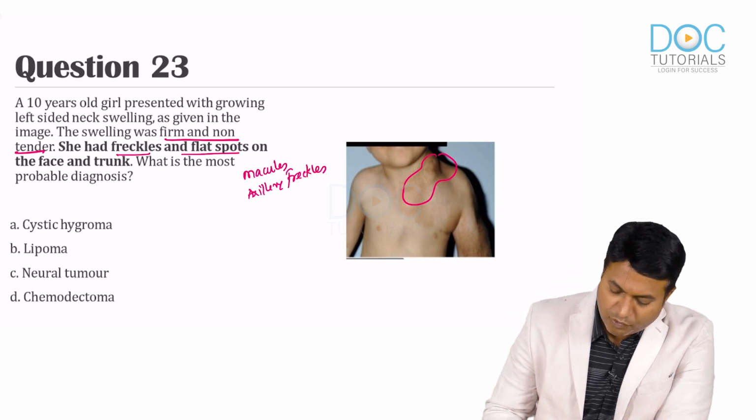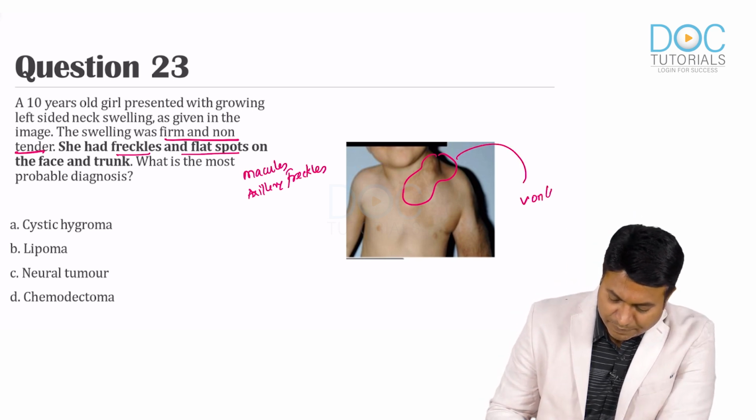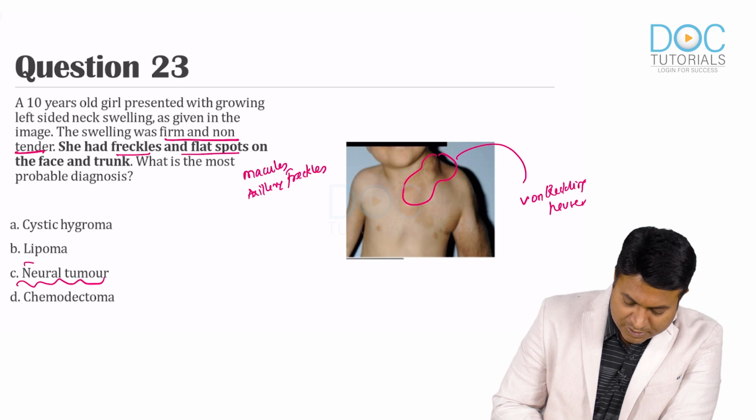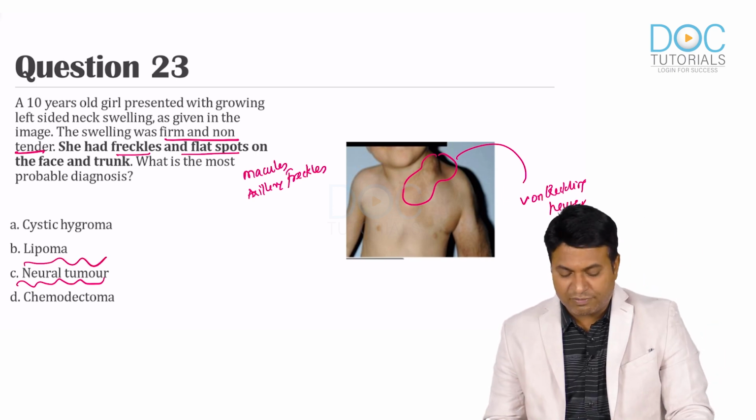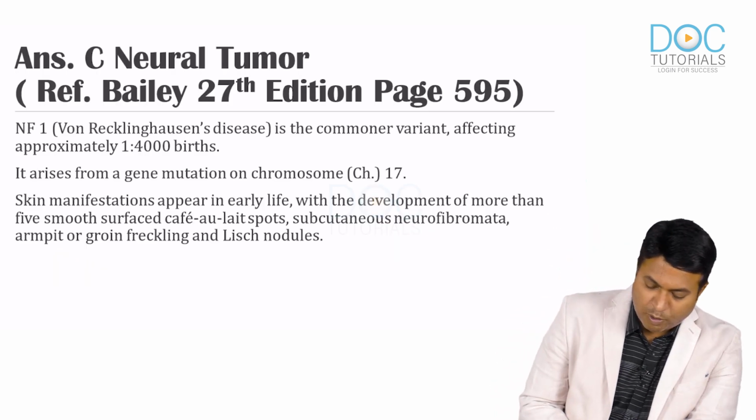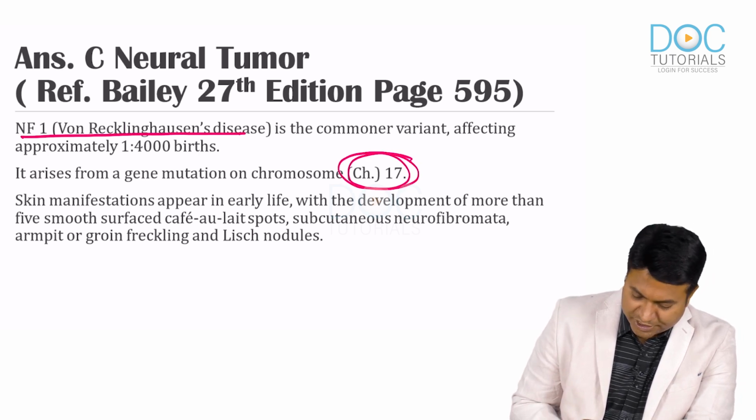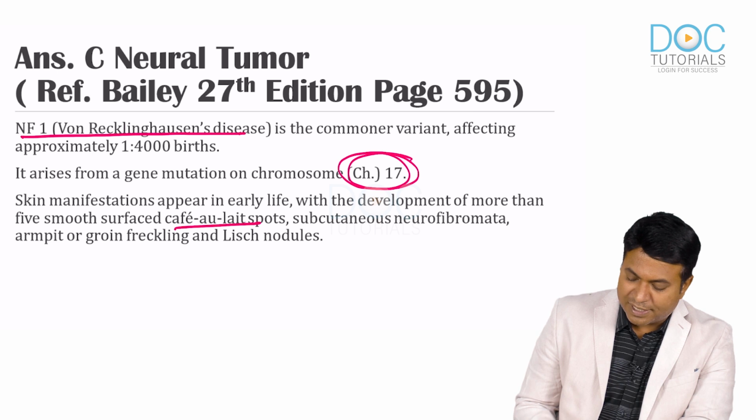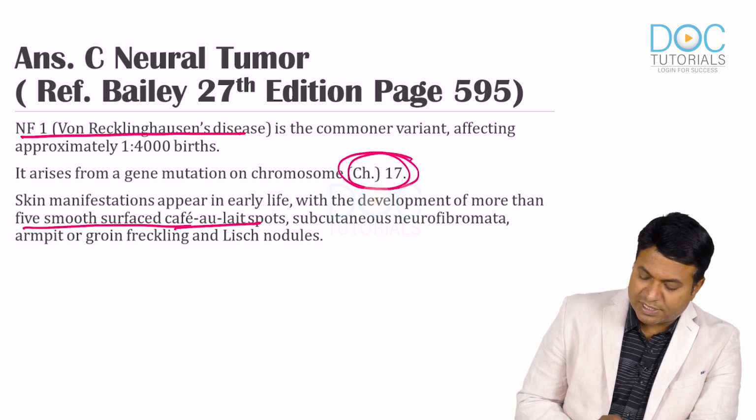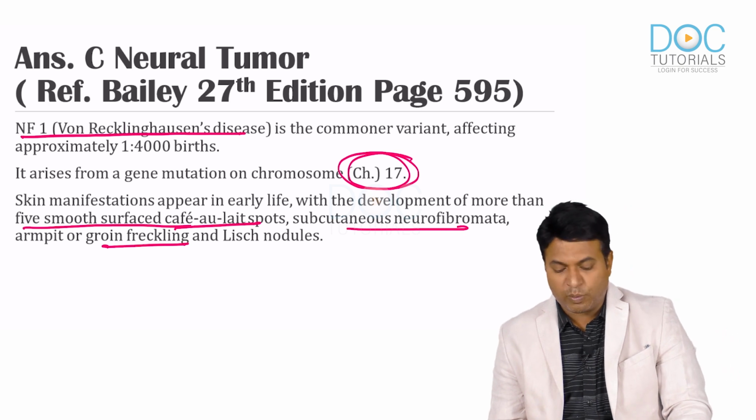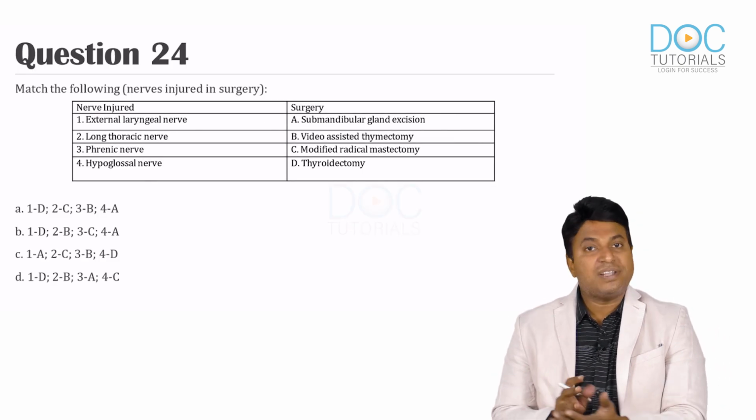So this is a case of von Recklinghausen's disease, which is nothing but a neural tumor seen in the neck. So the answer here is straightforward, neural tumor. Neurofibromatosis 1 is the commoner variant. It arises from a chromosome 17 mutation. There will be café-au-lait spots, more than 5 smooth-surfaced café-au-lait spots will be there, nodules will be there, freckling will be there. All these things I hope you will be knowing from medicine. So this is a very simple question again.